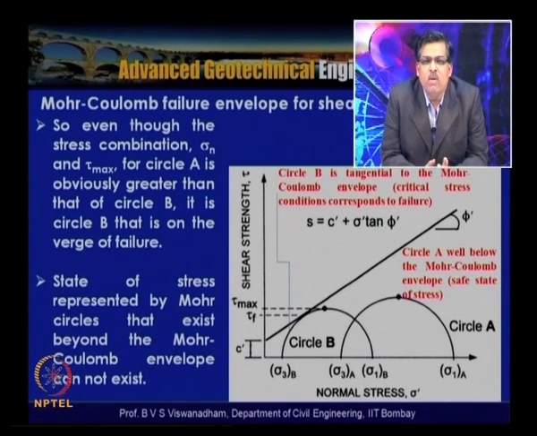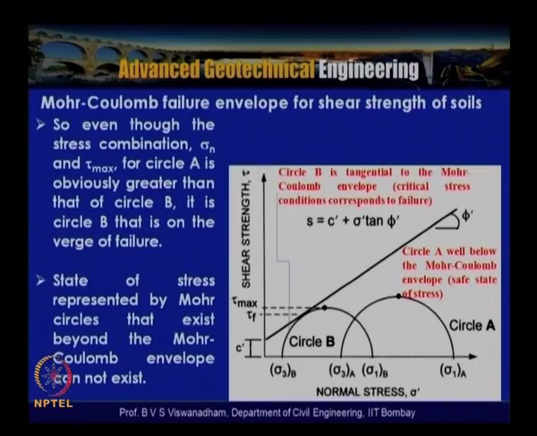If you have a Mohr circle which is well below the failure envelope, it is in a safe state of stress and the Mohr circle is stable. When it comes in contact with the Mohr-Coulomb failure envelope, failure is attained. That is the Mohr circle at failure, and there is no possibility of a Mohr circle existing above the failure envelope, because by that time failure would already have taken place.